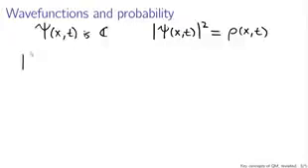Namely, that if I integrate the squared magnitude of the wave function over the entire space that I'm interested in, I have to get 1. This means that if I look hard enough for the particle everywhere, I have to find it somewhere.